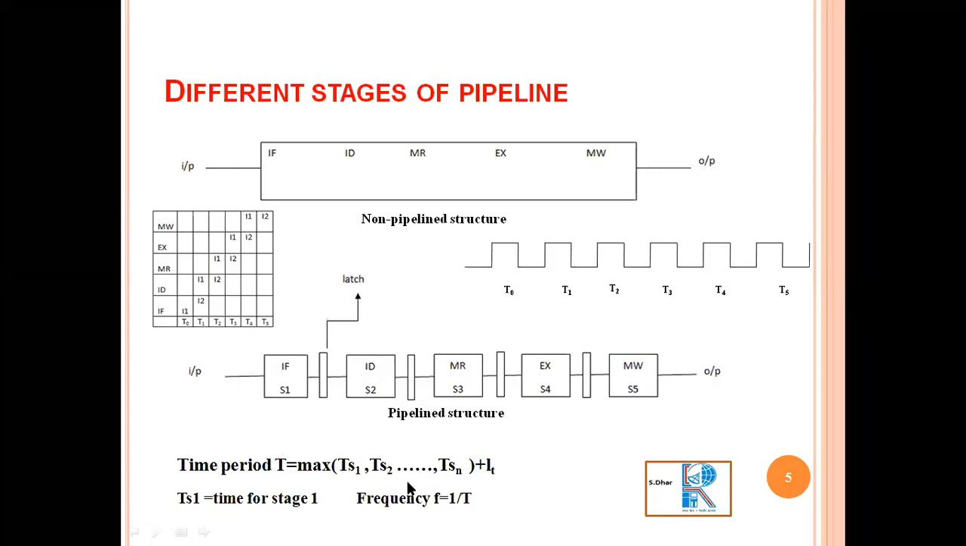So if I get the time period, we'll easily get the frequency of the pipeline, which is F equal to 1 by T. Clear?